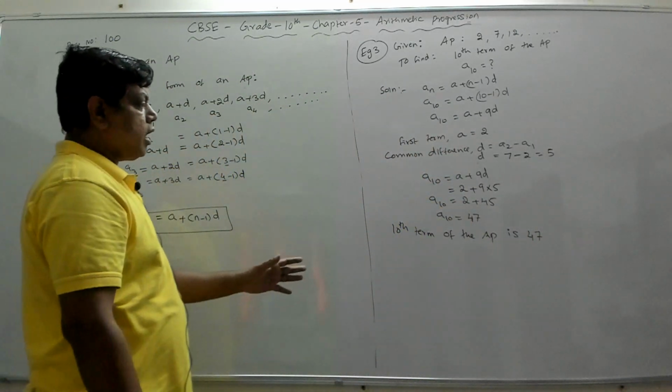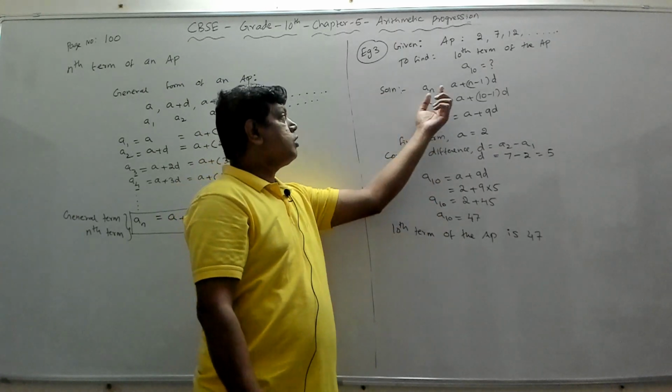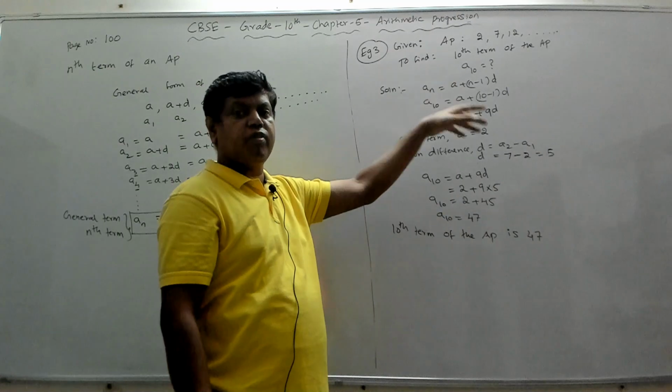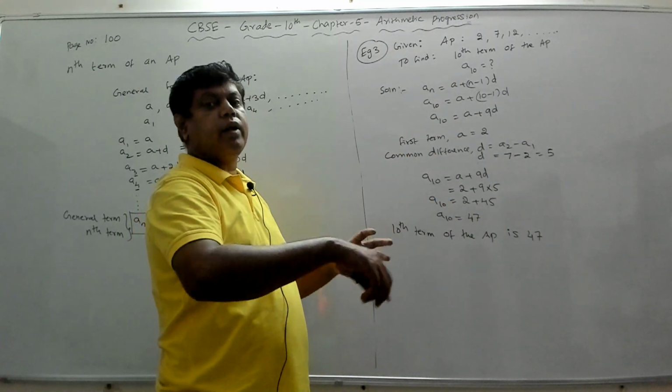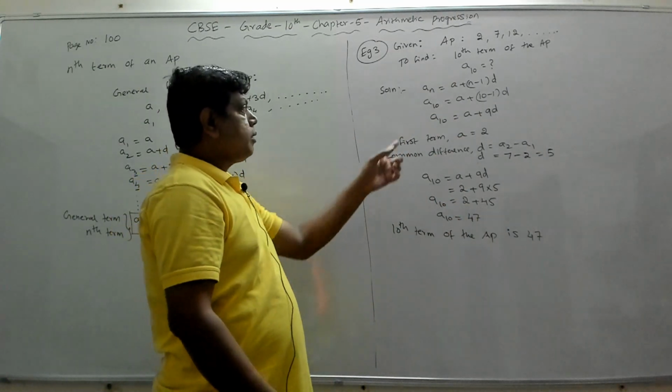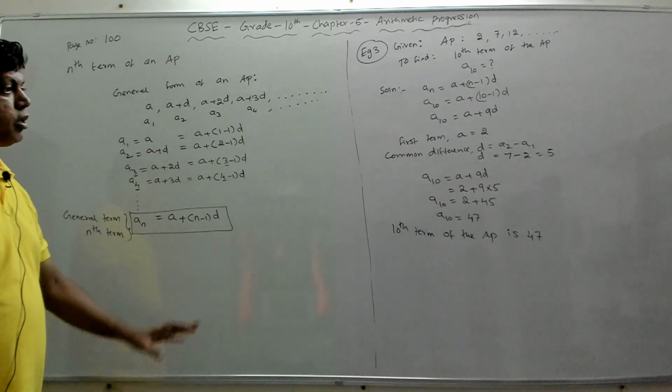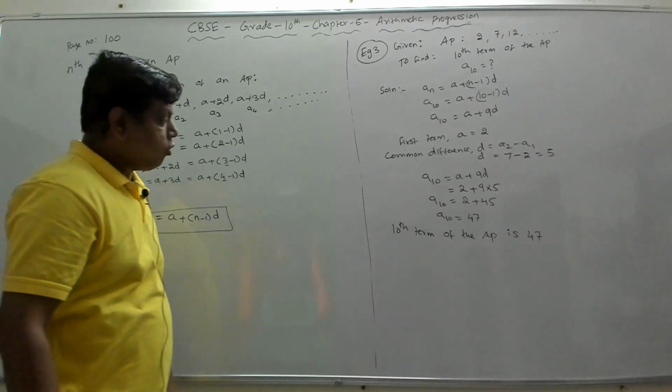Fine. So whenever they ask you to find a particular term, we'll use this formula an equal to a plus n minus 1 into d, which denotes the nth term of an AP. And if you put n is equal to 10, you'll get the 10th term. In the place of n, if you put 10, you get the 10th term. So now let's go to example 4.